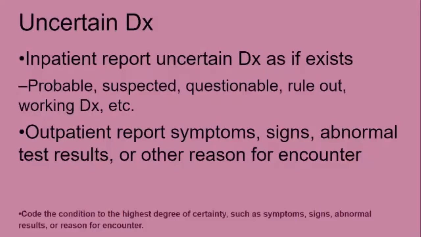Uncertain diagnosis. Inpatient: report uncertain diagnosis as if it exists. It's going to be probable, suspected, questionable, rule out, working diagnosis, etc. Outpatient: report symptoms, signs, abnormal test results, or other reasons for the encounter. Code the condition to the highest degree of certainty, such as symptoms, signs, abnormal results, or other reasons for the encounter.